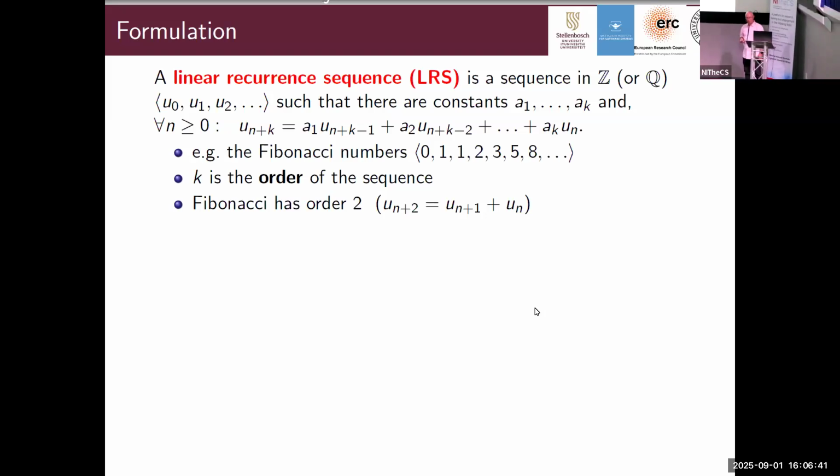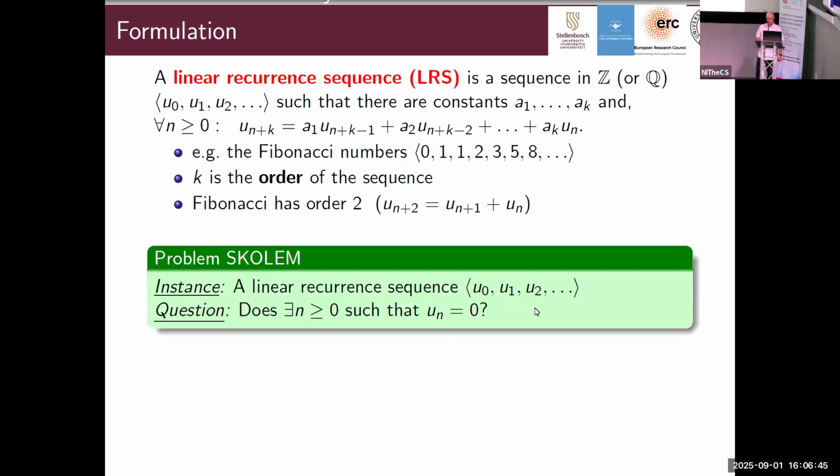And the order of a sequence is how long this recurrence is. So you need two terms in order to construct the next one. So the Skolem problem can also be reformulated by saying, suppose that you take such a gadget, a linear recurrent sequence. Somebody gives you these k initial values and these coefficients. And the question is, is there an n greater or equal to 0, is there a term of the sequence which is equal to 0? And you have to decide that.